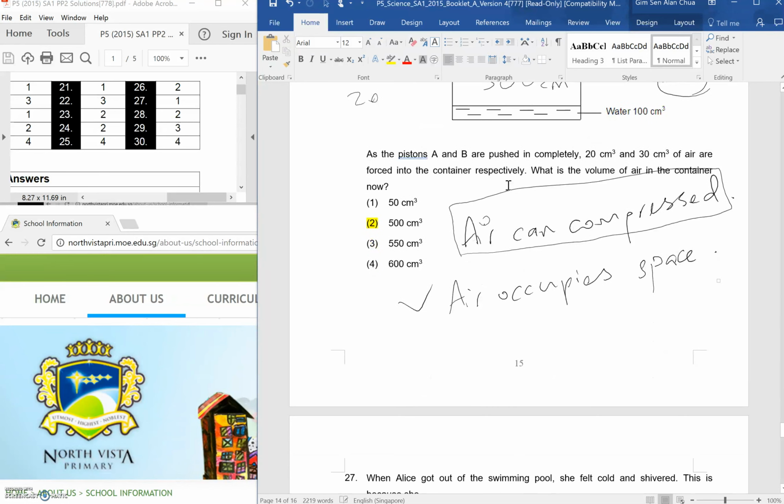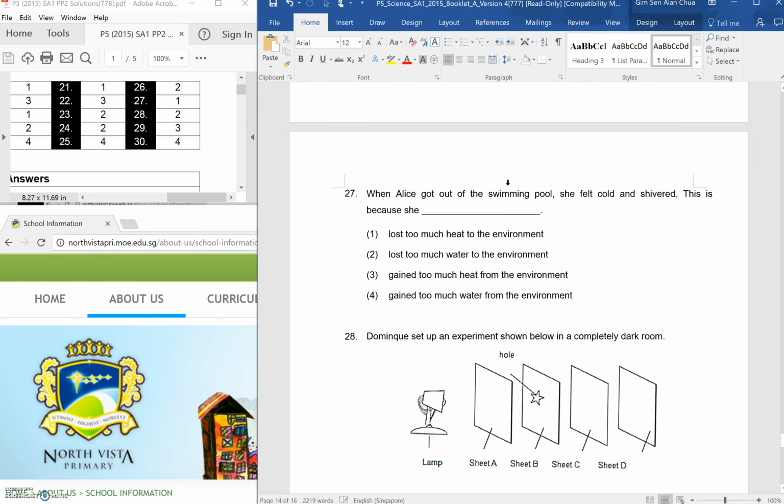Okay, hope this clarifies. Now question number 27. When Alice got out of the swimming pool, she felt cold and shivered. This was the last question of practice paper 1. Why? This is because the body loses heat, not loses water to the environment. Answer number 1. We spoke about it in practice paper 1.